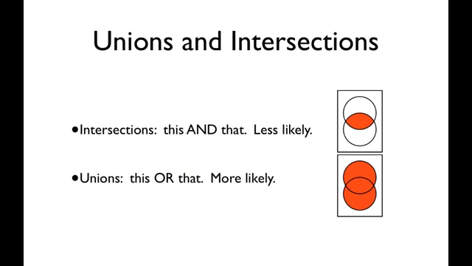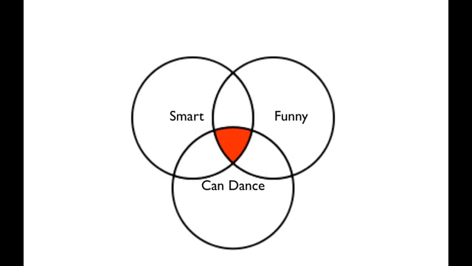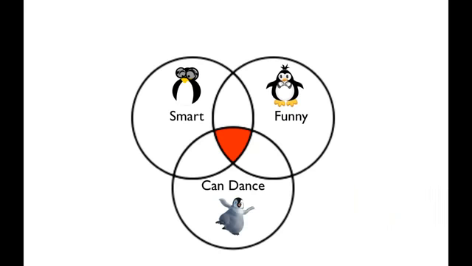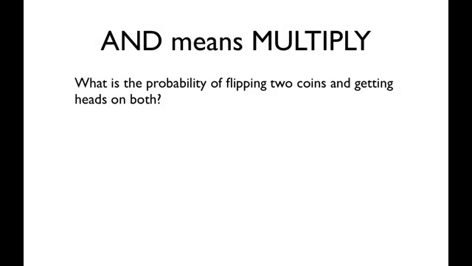So what that means is that an intersection is this and that. It is less likely to occur. So you would say the probability would be lower than the union, this or that. That is more likely to occur. And by the way, in terms of relationships, the more characteristics that you add and the more sets that you need to overlap, let's say you're looking for smart, funny, and can dance, then you notice that the intersected region becomes smaller and smaller. Okay, so probability-wise, when you see that word and you're talking about an intersection, that means multiply.